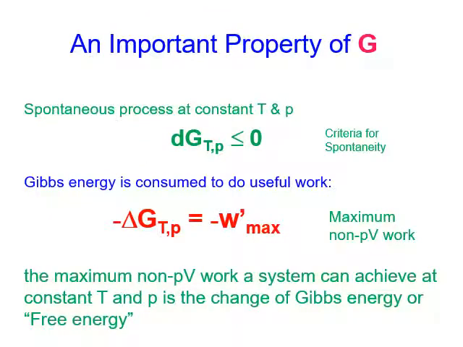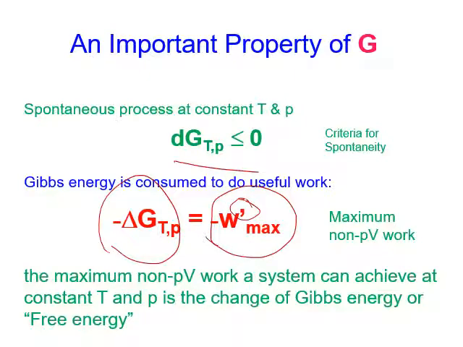Gibbs energy has a very important property. If a reaction is spontaneous, then delta G under constant temperature and pressure should be less than 0. And this spontaneous reaction can be harnessed to do useful work. The maximum non-PV work equals delta G under constant temperature, constant pressure. The prime here means the work is non-PV work. The work is not due to the volume change.